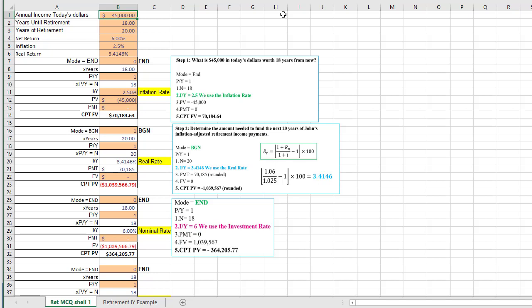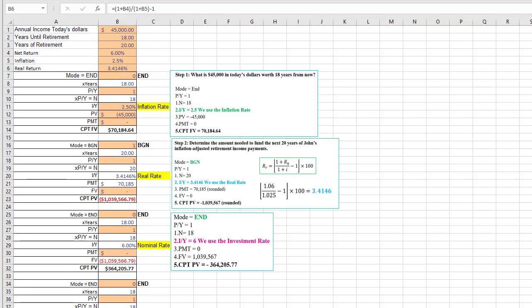So we can see our input cells: annual income in today's dollars, years until retirement 18, 20 years of retirement, net return on the investment account 6%. Inflation is 2.5%. So we have our Fisher equation: (1 plus the investment rate divided by 1 plus inflation) minus 1, times 100, gives us 3.4146% on the real rate of return.